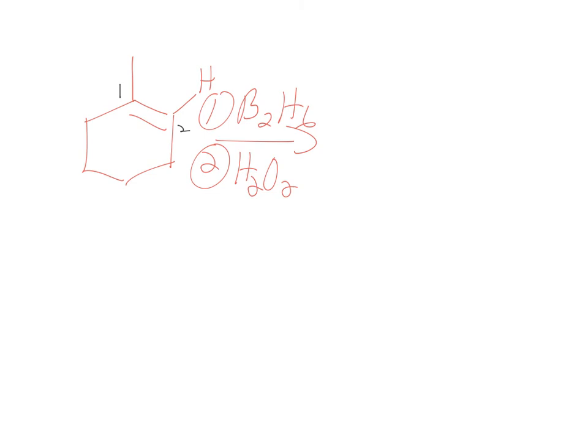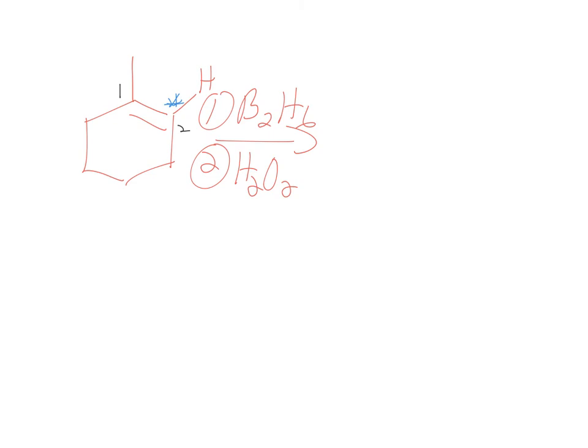The less substituted, right? BH3 goes for the less substituted. Good. So maybe we'll put a note here. My OH needs to end up for sure on carbon 2, right? Because we know we're adding alcohols here. That's what this reaction creates, an alcohol. And we know it needs to add to carbon 2.